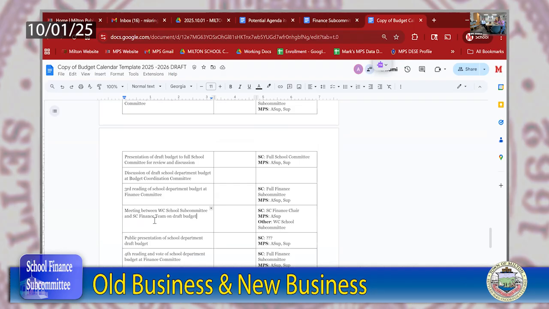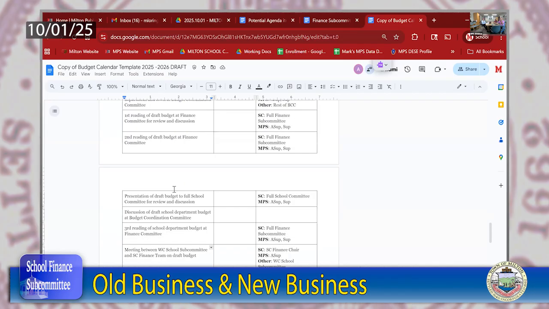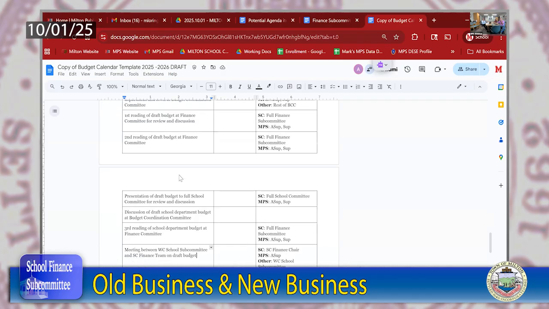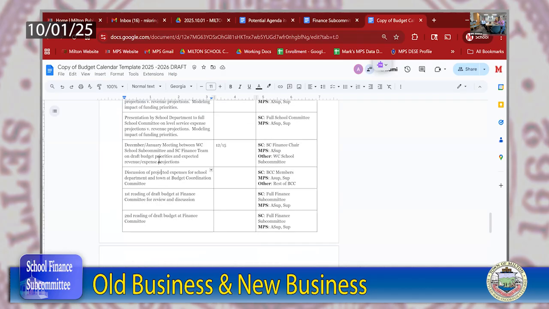It's more just when do we involve the warrant committee? I have down here warrant committee, school subcommittee, right? Once we have a draft budget, we meet with them on the draft budget. Yeah. Do we think it makes sense to start talking to them earlier than that about these kind of modeling things or not?